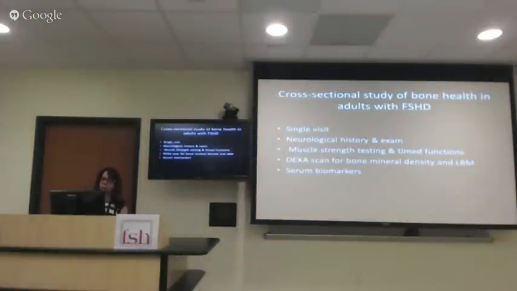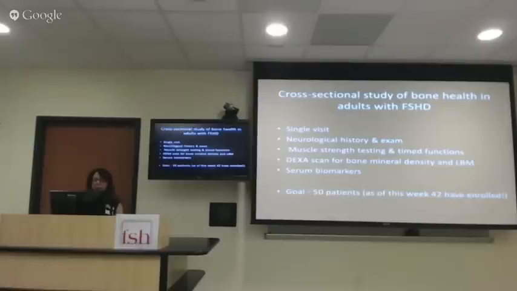It's a single visit. We look at the neurological history, allele size, we do an exam, and similar to your regular clinic visit, we look at muscle strength and also time to function by the physical therapist. How long it takes you to get up out of a chair, walk 10 meters, how far can you walk in 6 minutes. In addition, we do imaging, looking at your bone mineral density, your lean body mass with DEXA, and we check your blood work for serum biomarkers.